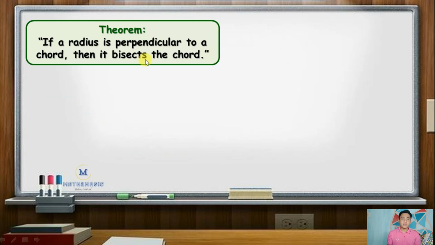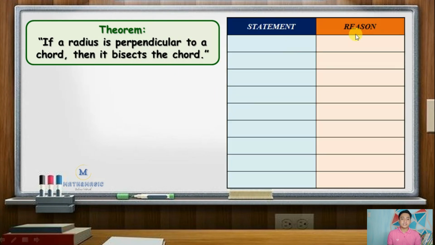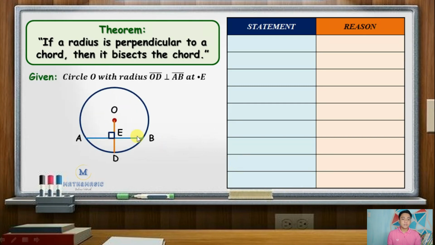Now to prove this theorem, we will use the SR proof, or statement and reason inductive proving. Given circle O with radius OD, if segment OD is perpendicular to segment AB, a chord, at point E, prove that segment OD bisects segment AB.